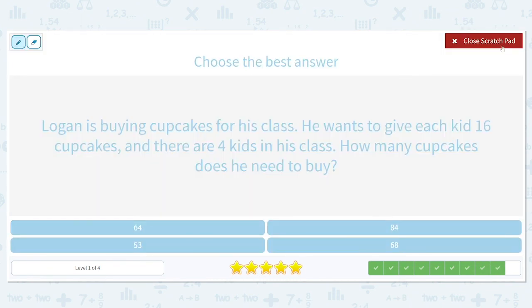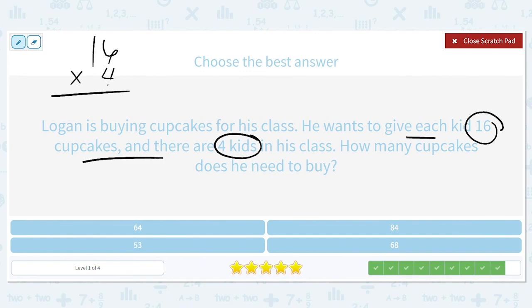Logan is buying cupcakes for his class. He wants to give each kid 16 cupcakes, and there are 4 kids in his class. How many cupcakes does he need to buy? So we need to do 16 times 4 kids.